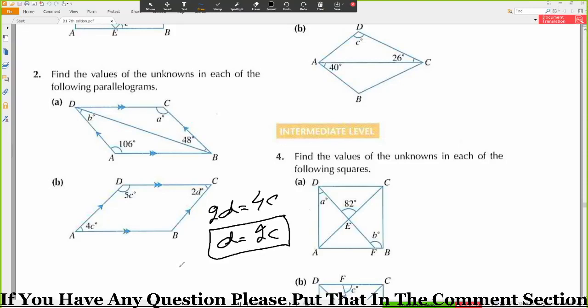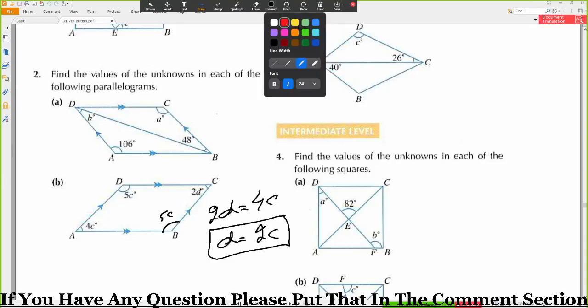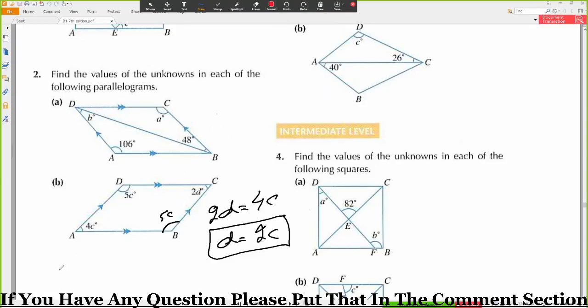Then I put a line between A and C, like I divided the parallelogram into two triangles. And then I substituted 2D with 2C, and then I did 5C plus 2C plus 2C equals 180. Okay, this angle will also be equal to 5C, right? Yes. So what if we do it like this?